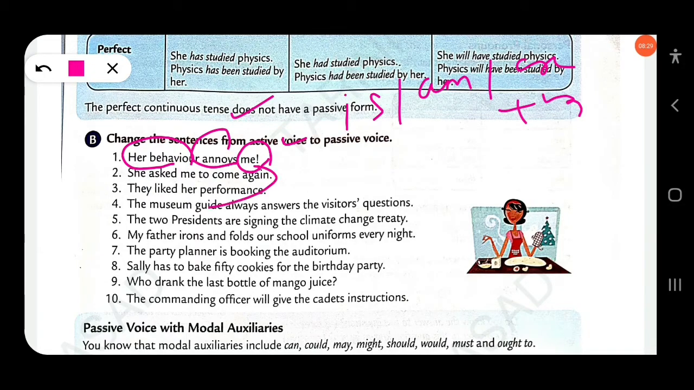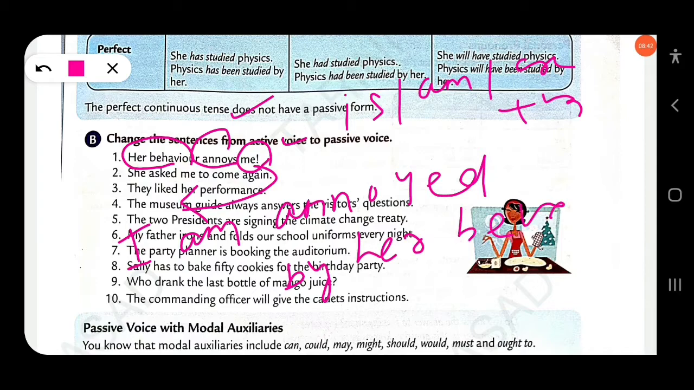So the object in the active voice becomes the subject in the passive voice. So you have to write here: I am annoyed. So you have to always use the third form of the verb, the past participle. I am annoyed by her behavior. Okay, by her behavior. Clear?